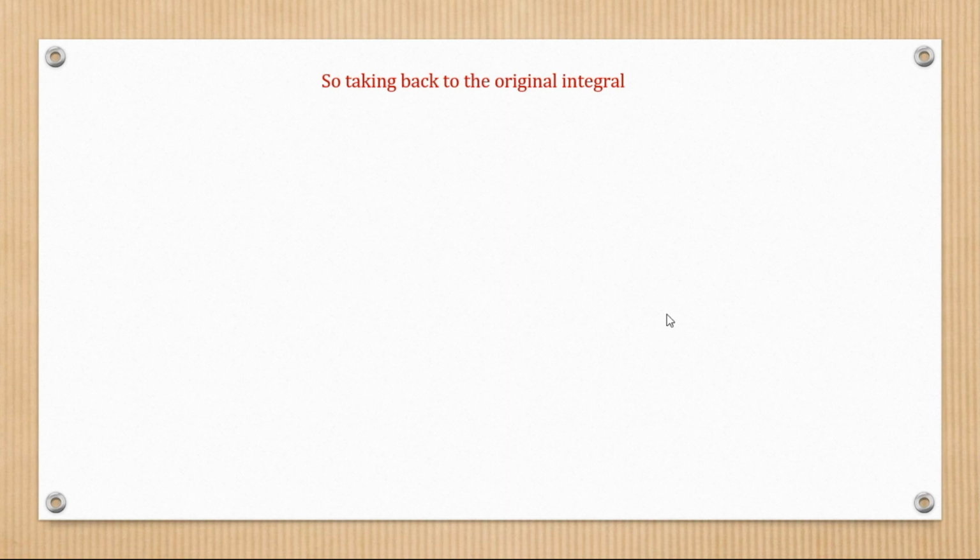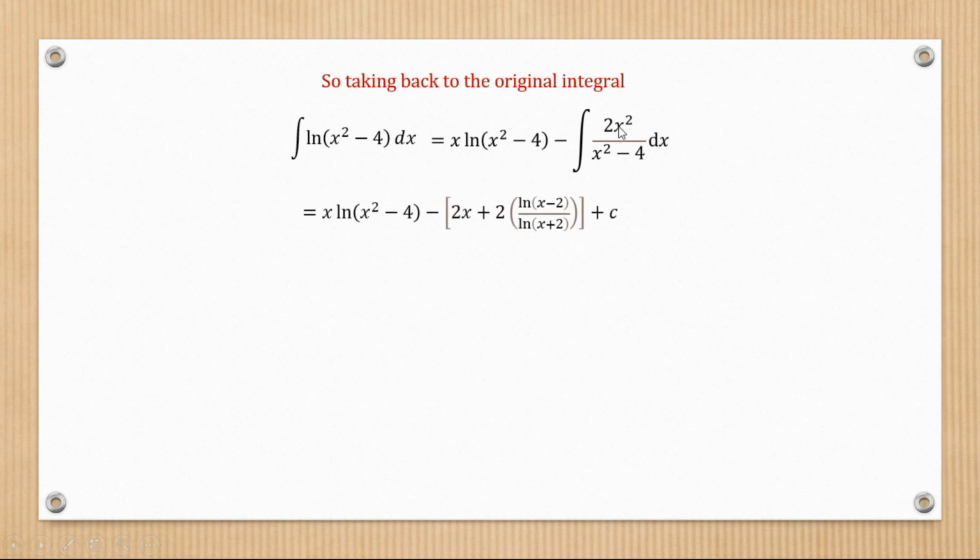So how will this look? So this is what we'll have. So now we have the integral of ln x squared minus 4 being equal to x ln x squared minus 4 minus this. But now remember we found the value for that. So now we have this minus that. So when we open these brackets, we can see that we have a minus 2x minus, so this becomes a negative, minus 2 ln x minus 2 over ln x plus 2 plus c.